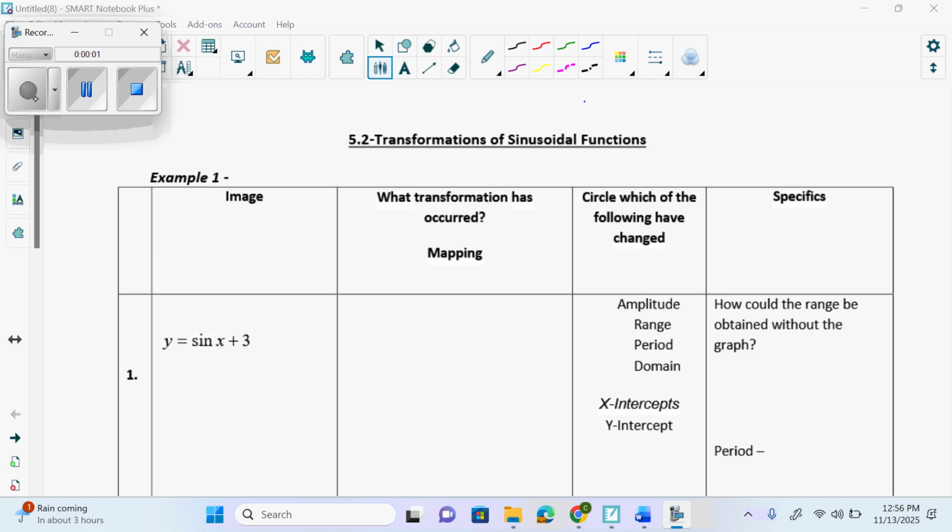Transformations and mapping for each of these, but we have to figure out, remember the form for sine or cos is A sine(Bx minus C) plus D. It doesn't change for cos other than there's a cos in here, correct?